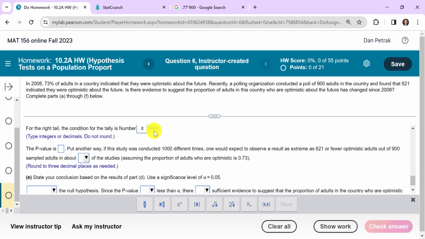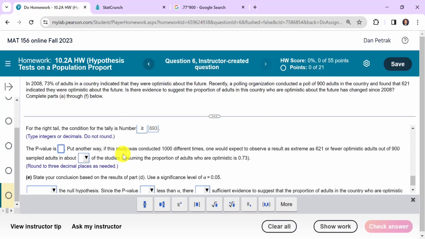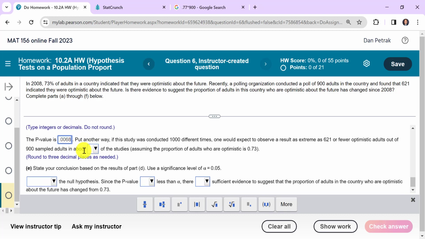So the p-value, which if we look at here, is going to be 0.0034 plus 0.0034, which is 0.0068. We add them together. It may not be the same both ways, so that's why you have to keep track. In this case, it was kind of symmetric. So the p-value is 0.0068. And then round to 3 decimal places, so 0.007.